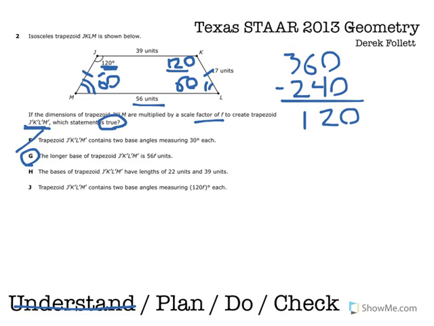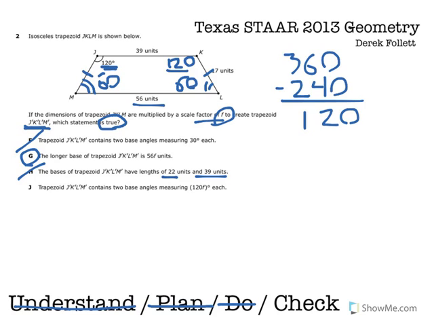So my plan was just to use my understanding, really, to check all those answers. I went ahead and did it and already saw that the answer is G. But now to check my answer, I'll go ahead and check the other two. So H says the bases of the image of the trapezoid have lengths of 22 units and 39 units. Well, that doesn't really make sense to me because we don't know what F is. So how could we know the exact measurements of those sides?